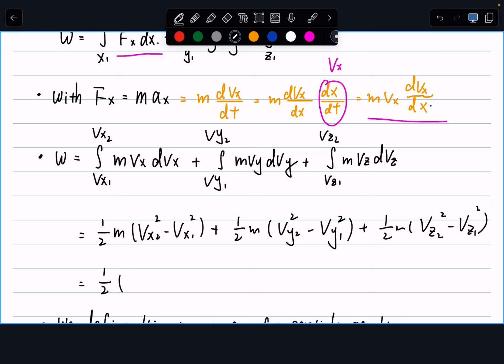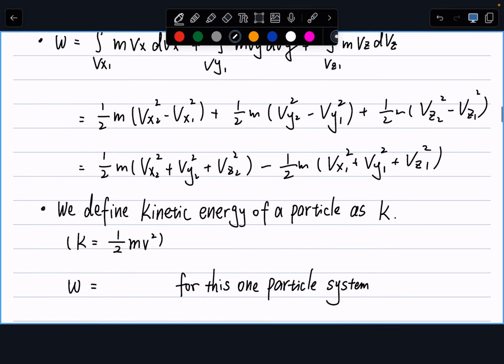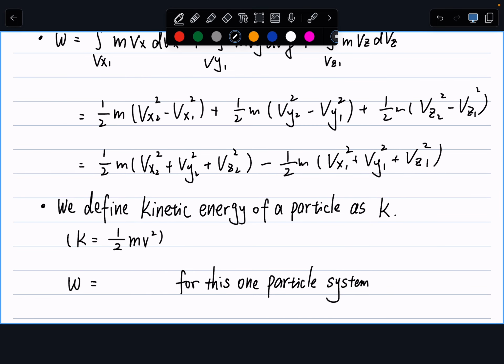So you can take the 1/2 m out to be 1/2 m times (vx2 squared plus vy2 squared plus vz2 squared) minus 1/2 m times (vx1 squared plus vy1 squared plus vz1 squared). The first term is your final kinetic energy, the second is your initial kinetic energy. So this is a quick derivation of what we mean when we say the work-energy theorem.